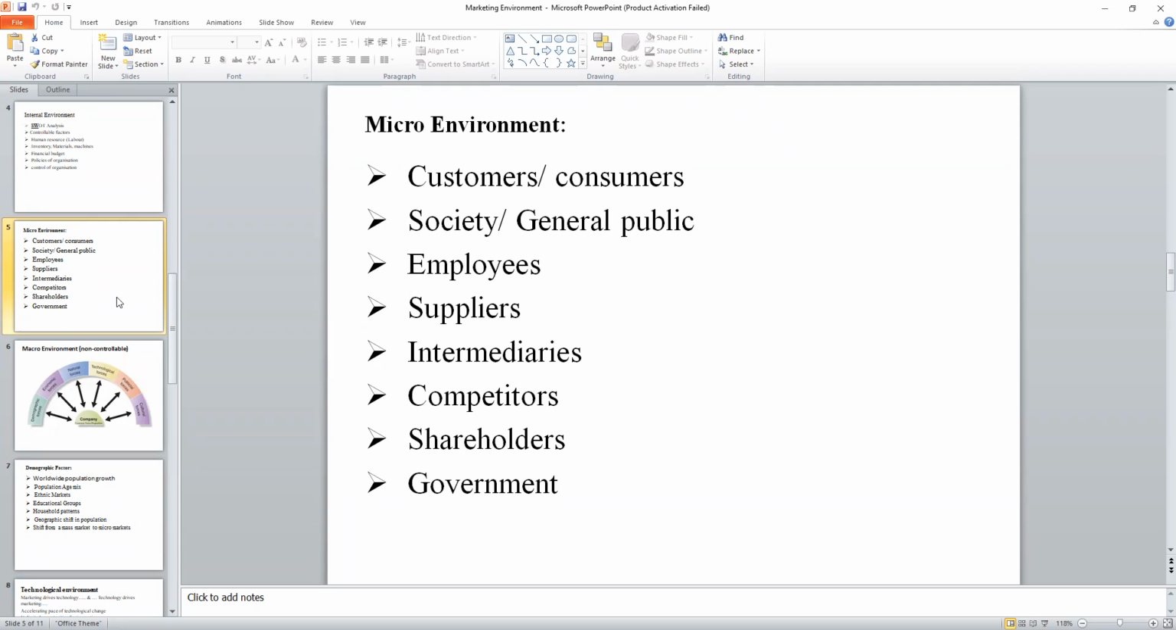Similarly, tomorrow, if the intermediaries do not support the organization, then also there is the problem. Suppose the intermediaries decide that since they are getting more margins from the competitors, they will place only the competitors' products and they have stopped purchasing from you. Again, for the company, it becomes difficult to search a new intermediary. If the competitor comes with the new product and challenges with reference to maybe quality or price, then also there is a problem where the company should take cognizance of these aspects.